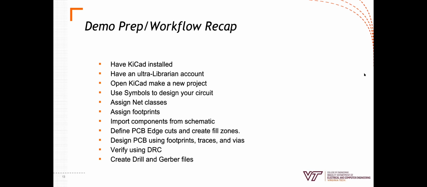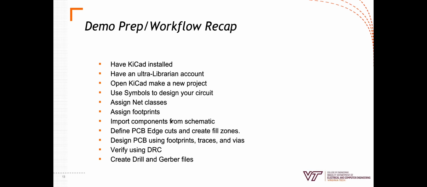So, quick workflow recap. Hopefully you have KiCad installed. Make an Ultra Librarian account. We're going to open KiCad and make a new project. We're going to use symbols in KiCad's open source library to design our circuit. We're going to utilize net classes and assign footprints to all of our symbols in our schematic.